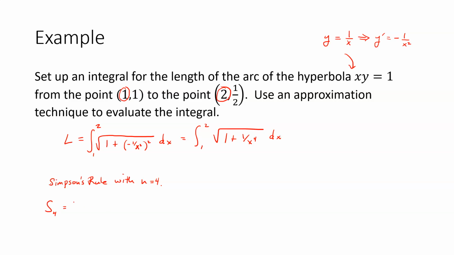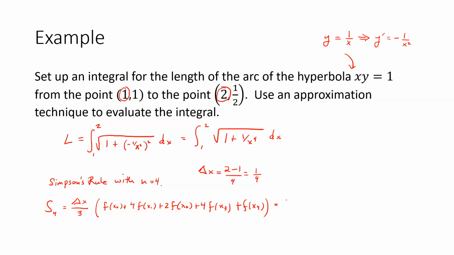To remind you of the formula, it'll be delta x over 3, f of x0, 4 times f of x1, 2 times f of x2, 4 times f of x3, and then f of x4. So here our delta x will be (2 minus 1) over 4, so 1/4. And so it'll be 1/4 over 3, so 1 over 12.